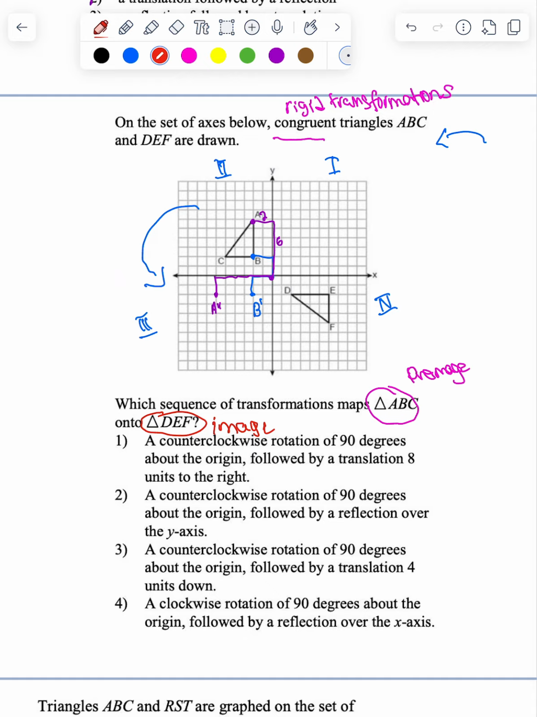And then finally, 2 up, 1, 2, 3, 4, 5 over, to get from the center, which is the origin, to point C. 1, 2, 1, 2, 3, 4, 5. 1, 2, 3, 4, 5. I counted that correctly. Nice. Okay.